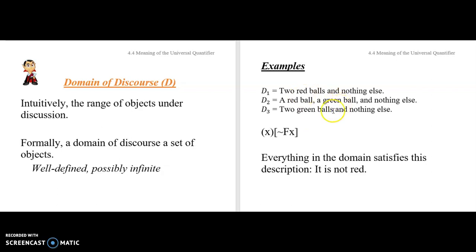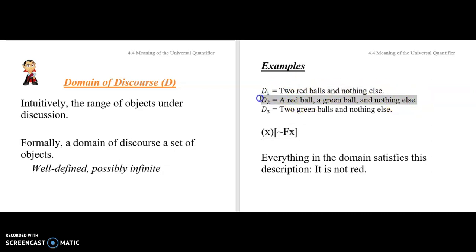Okay, hopefully you've had a chance to work it through, but this says everything in there, no matter what you picked out, is such that it's not red. Okay, so obviously, on domain D1, that's false, right? This statement is false on domain D1, because the statement says everything lacks redness. Everything is such that it's not red, and this has everything actually being red, okay?